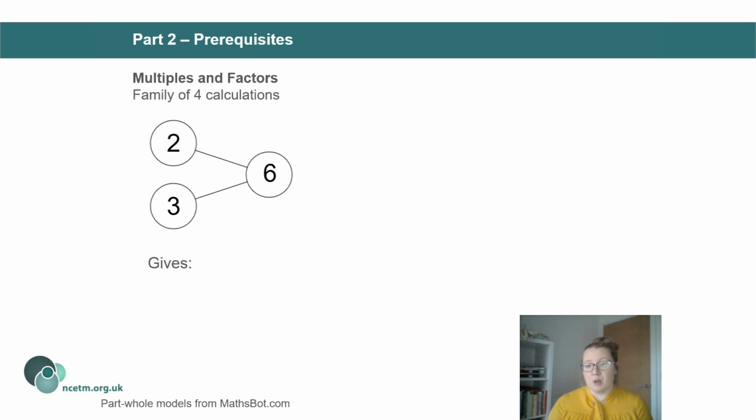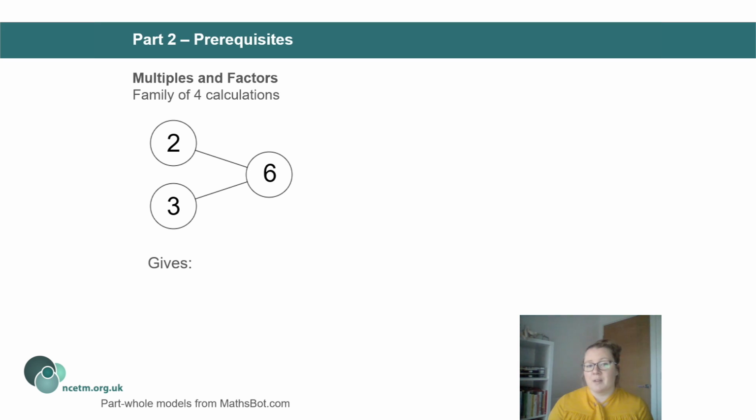For me, the most important prerequisite is multiples and factors. Later in this unit, I'm going to be expecting students to be comfortable with using non-integer multipliers to describe a proportional relationship. But first I need to make sure that they're absolutely secure in their knowledge of integers as multipliers in multiplicative relationships. The way that I do this is to use family of 4 calculations and part whole models to ensure that students appreciate relationships between factors and products.